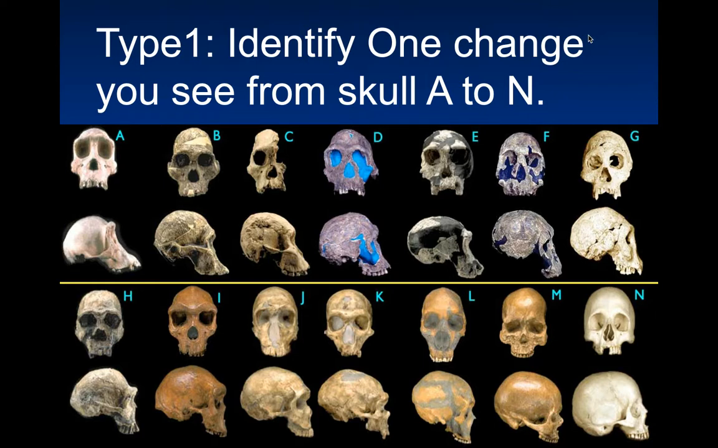And I got a lot of different answers, like the mouth part is less protruding at N when compared to A. The eye sockets get smaller. The forehead seems to get larger. The brow bone is also a little less protruding. You can see that here it's sticking out less than it is when you go back and look at the skulls.